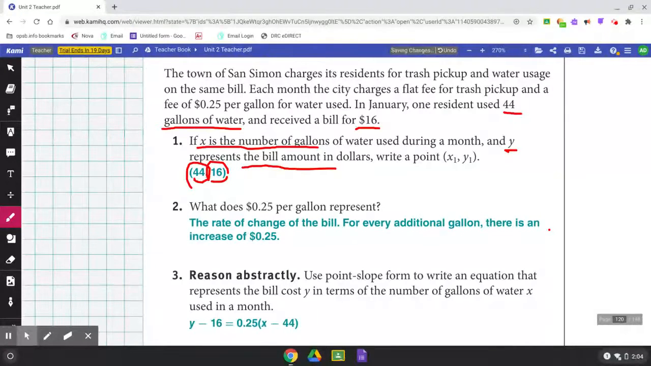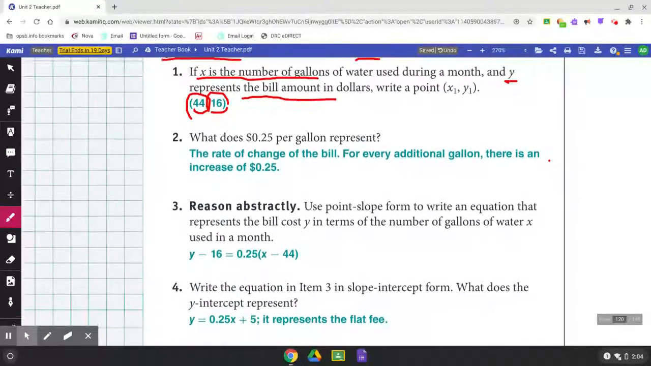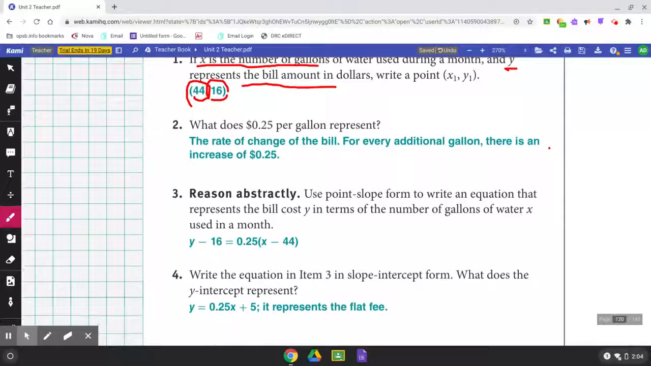What does 25 cents per gallon represent? The rate of change of the bill. For every additional gallon that they use, the bill increases by 25 cents. Use point slope form to write an equation that represents the bill cost in Y terms of the number of gallons of water X used in the month. So Y minus Y1, we're going to use that point 44, 16, equals 0.25, that's the slope, which is 25 cents per gallon, multiplied by X minus X1, which is 44.